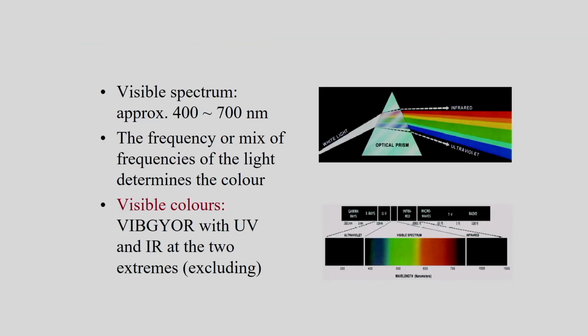In this case also I am showing the visible spectrum. The spectrum is from 400 to 700 nanometers, and you can see all the colors in the spectrum. And if I consider a particular color, that means the frequency or mix of frequencies of the light determines a particular color. So you can see that here in the spectrum.